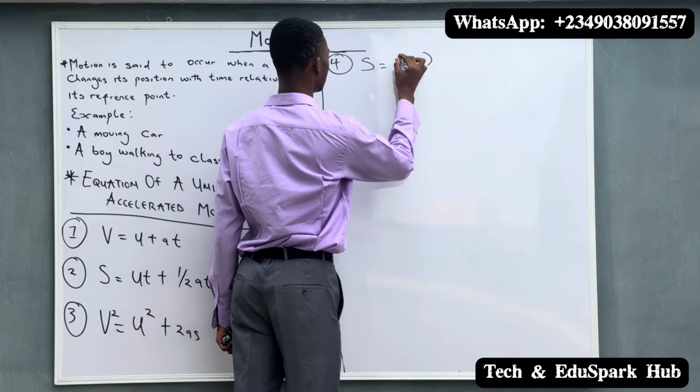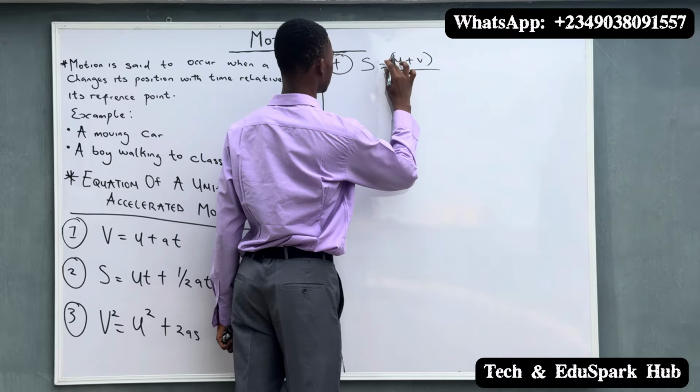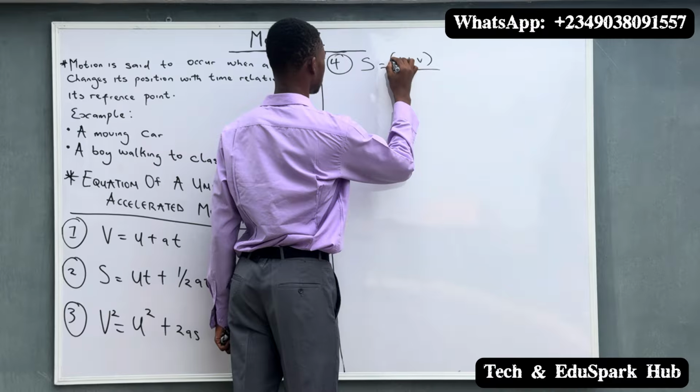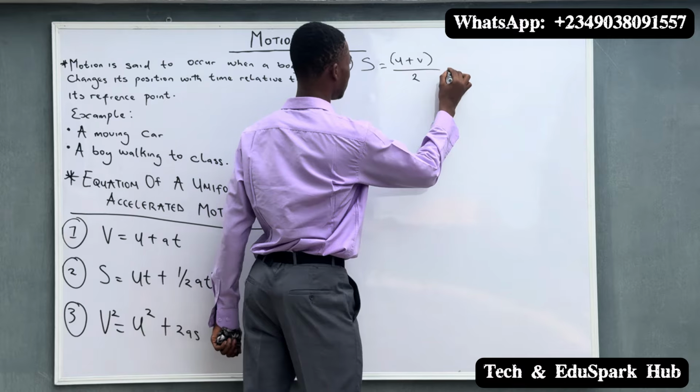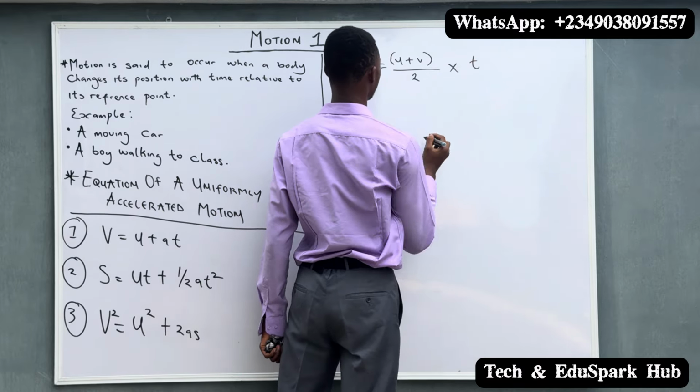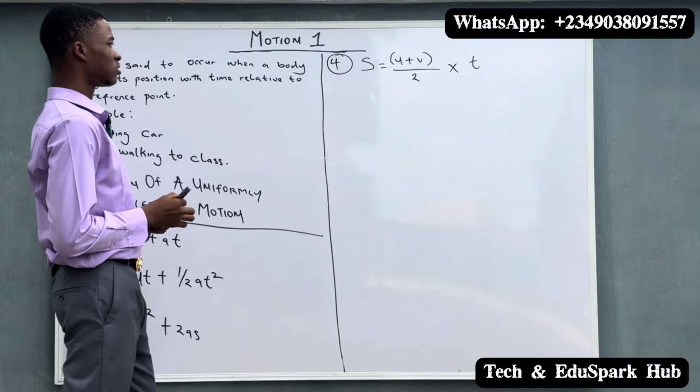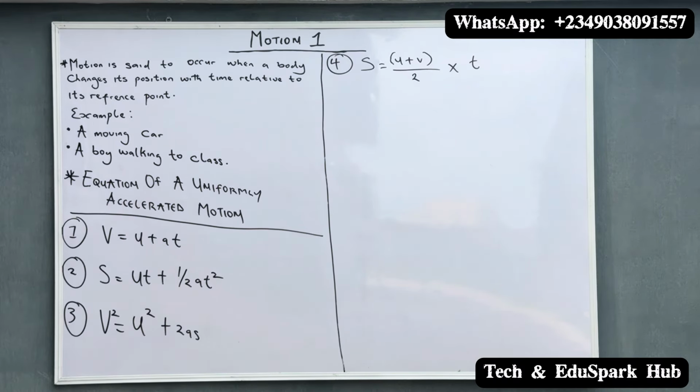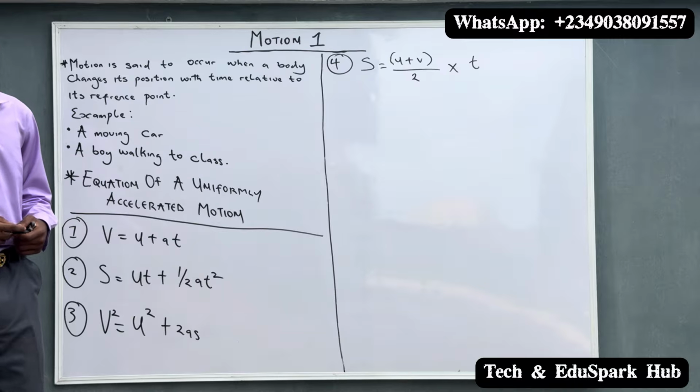V) divided by 2, multiplied by T. So these are the four equations of motion. You have to know all these equations and master them and know when to use them.